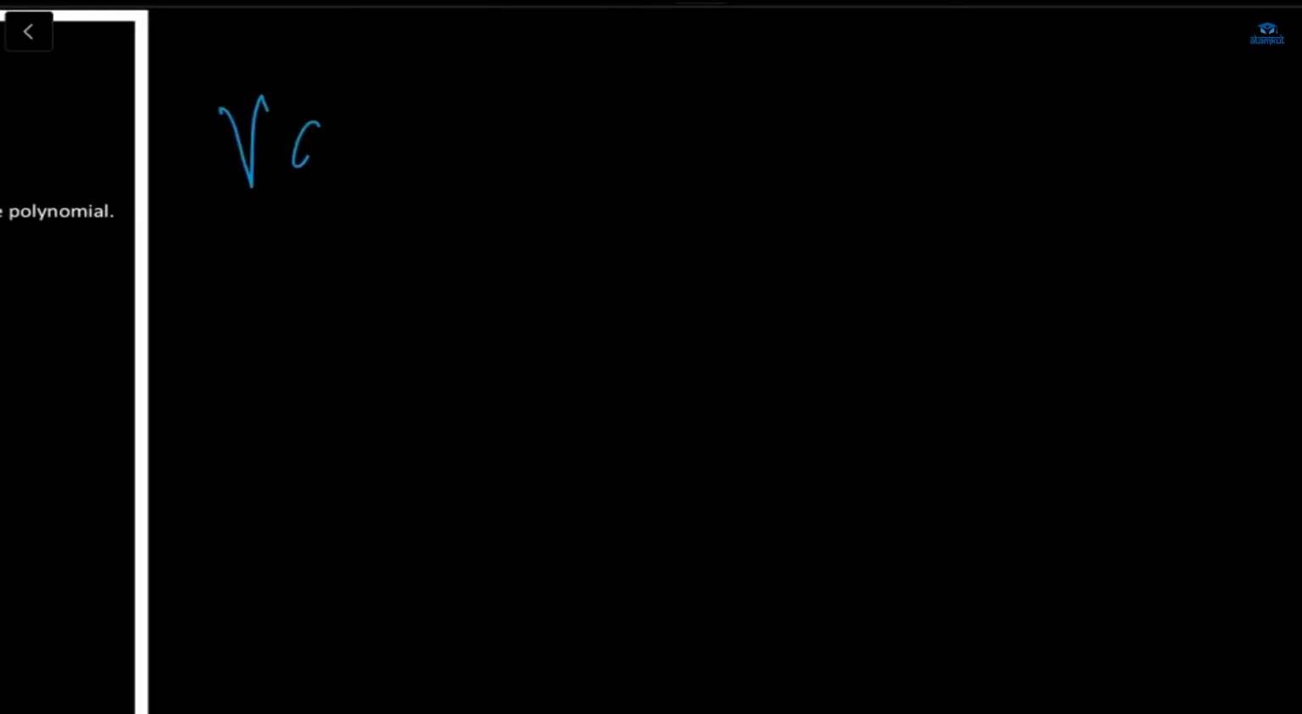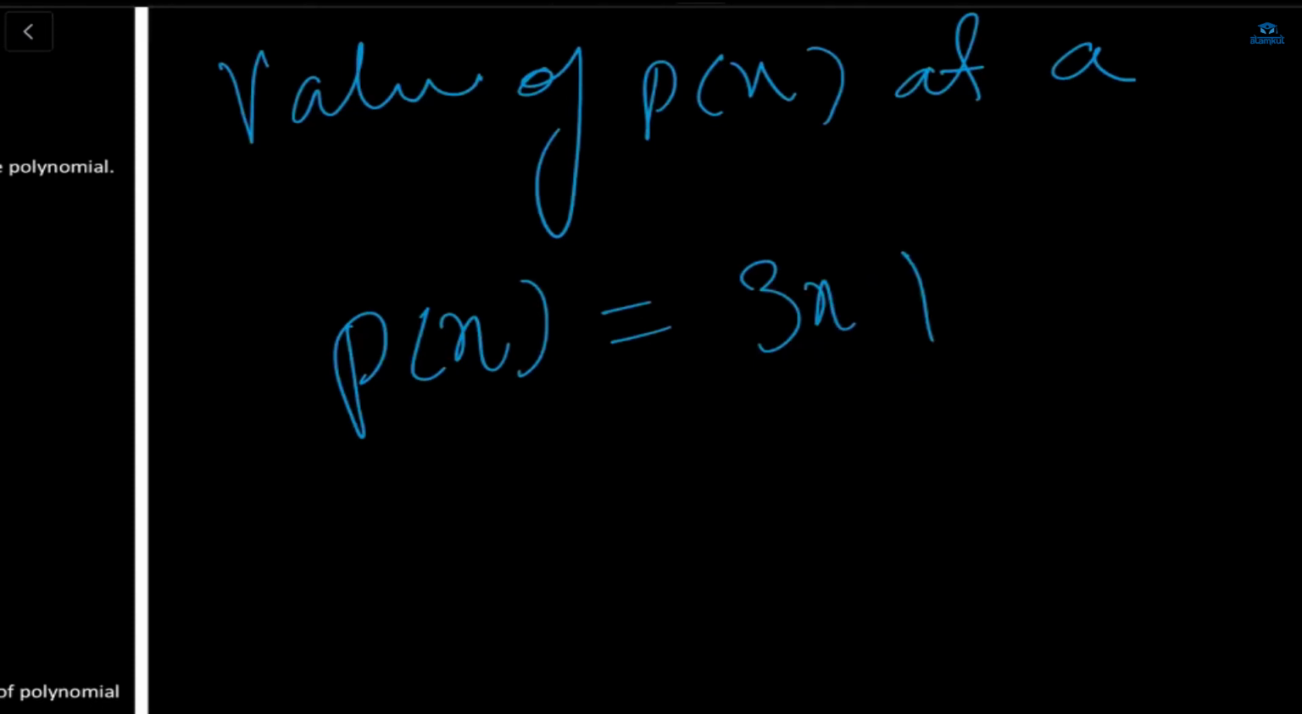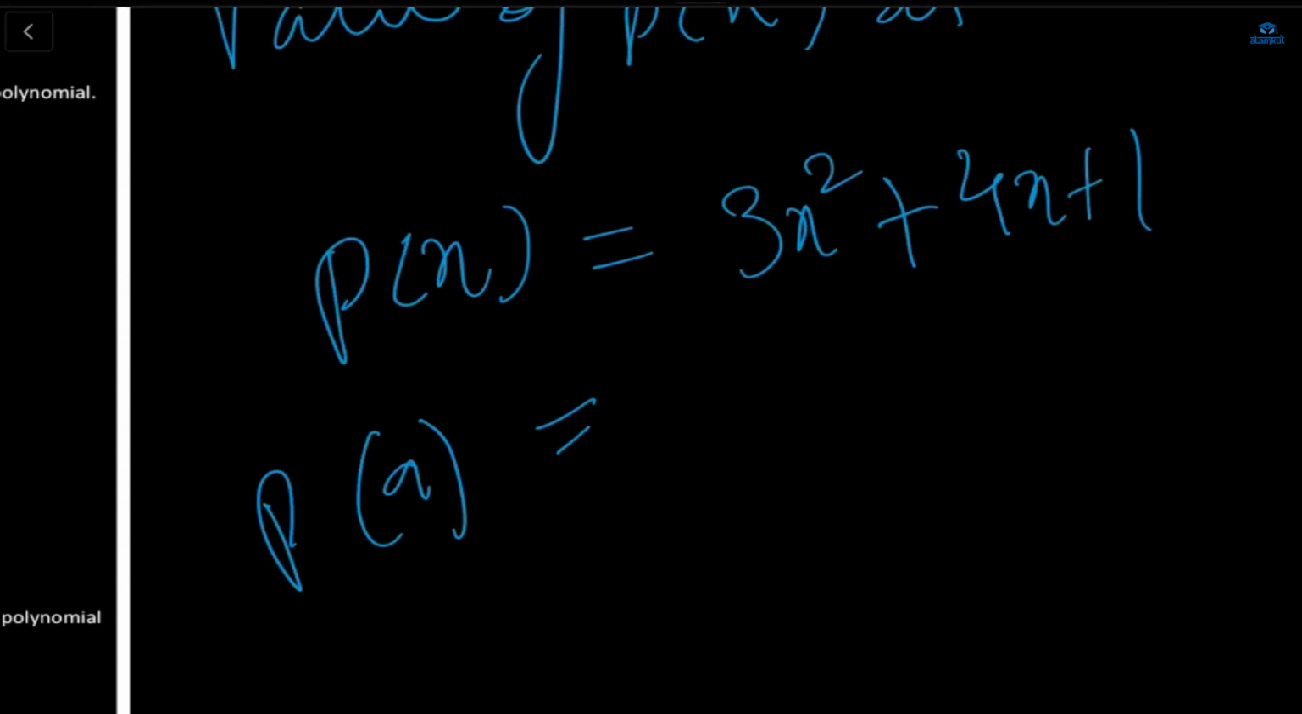Value of p(x) at a. Okay, value of p(x) at a means what is the value of the polynomial p(x) at a given value a. The value a is given, and maybe your p(x) is given as 3x square plus 4x plus 1. For example, your polynomial is this, and I'm asking you the value of p(x) at a. So you will put the value of a, that is p(a), and you will determine what this polynomial is equal to. So it will be 3a square plus 4a plus 1. So this is the value.